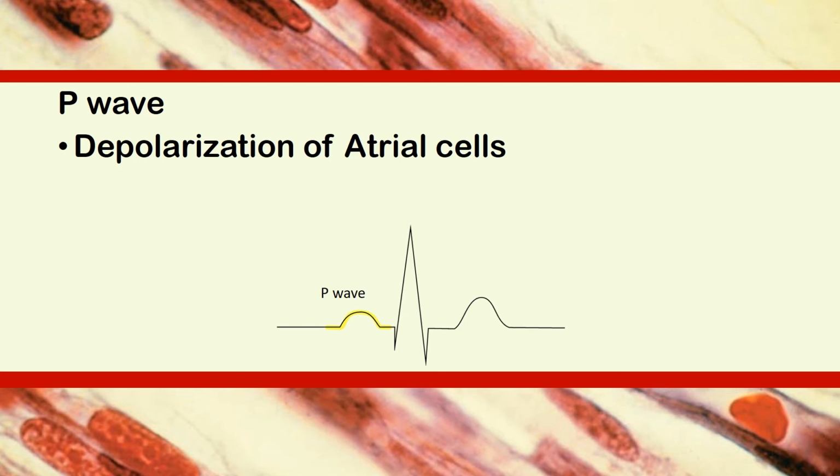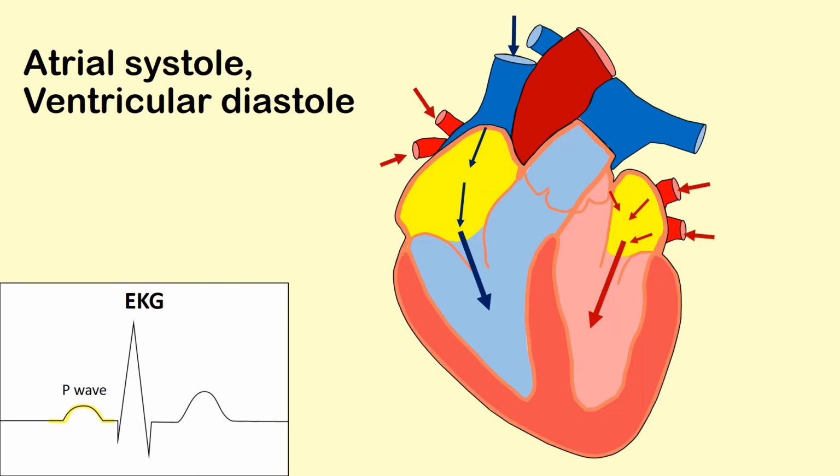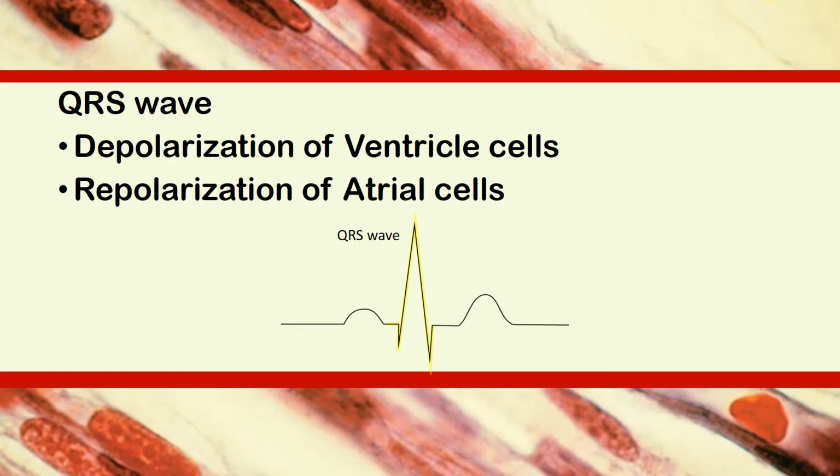The first of these electrical events is referred to as the P wave. That P wave corresponds to the depolarization of the atrial cells and corresponds inherently to the atrial contractions or atrial systole.